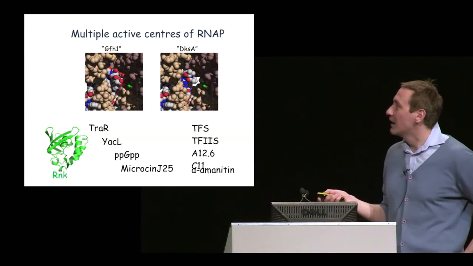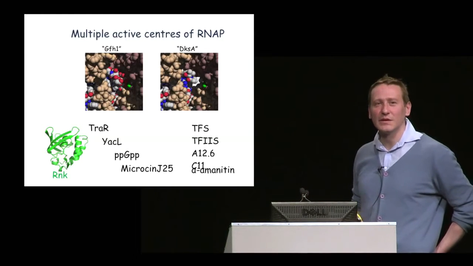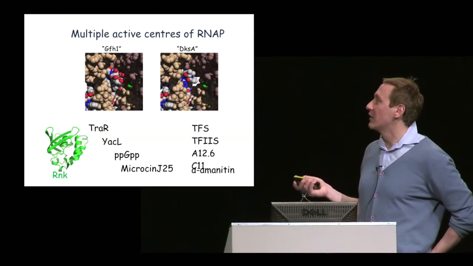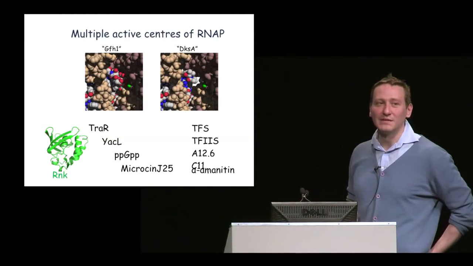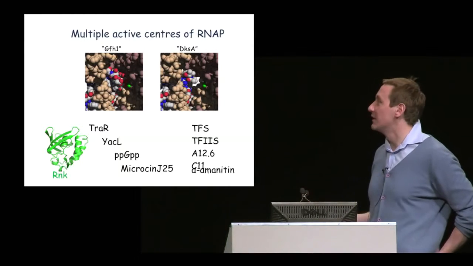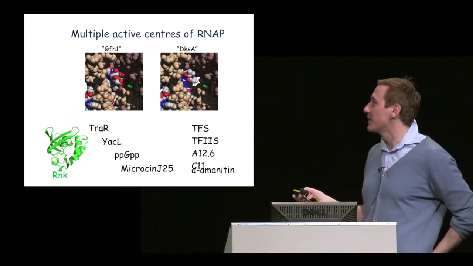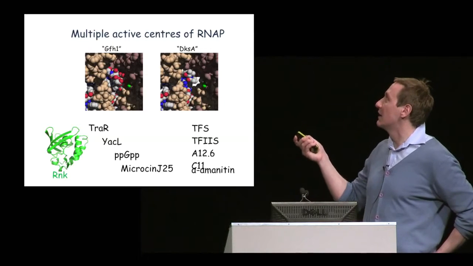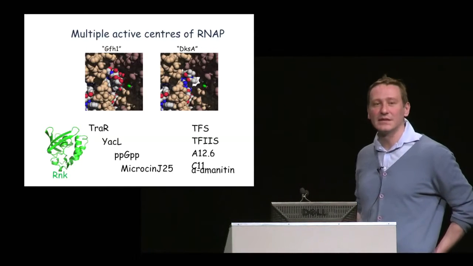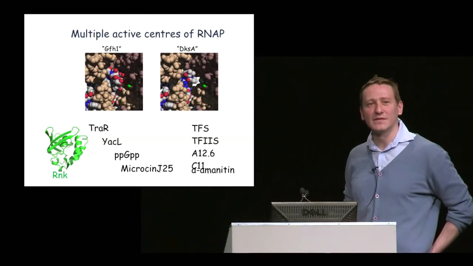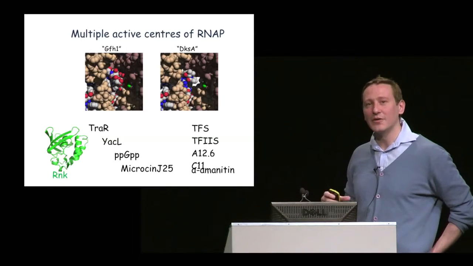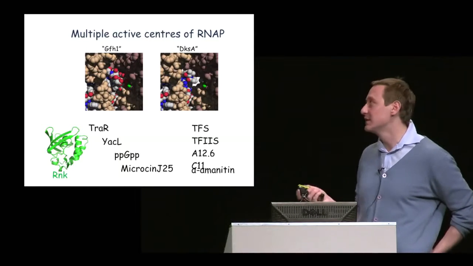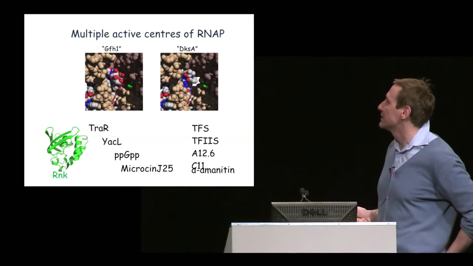The alarmone ppGpp was crystallographically shown to be able to bind in the active center, which assumes that it may also modify the active center to change its properties. The antibiotic microcin J25 is a peptide that also binds in the vicinity of the active center, and it modifies the trigger loop active center so that RNA polymerase becomes more responsive to pausing. We don't know the molecular mechanism for that, but yet another active center.